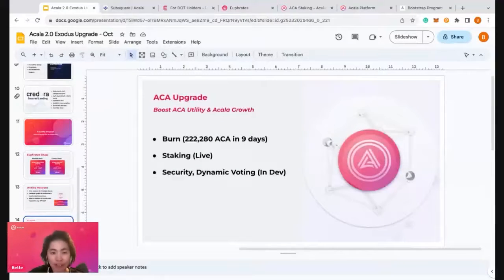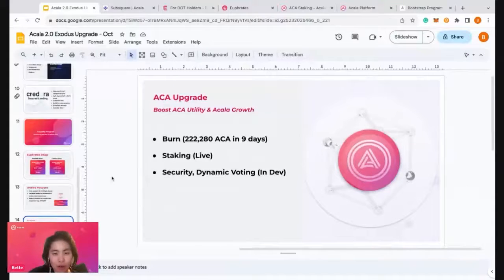And last but not least, this is the ACA upgrade to boost ACA utility and Acala growth. This is very exciting and there's lots of anticipation, and we've already seen quite a bit of participation. I think we are seeing about 9% or 10% participation already, just within a couple of days. Usually it takes a while to get to our target rate, which is about 40 or 45%.